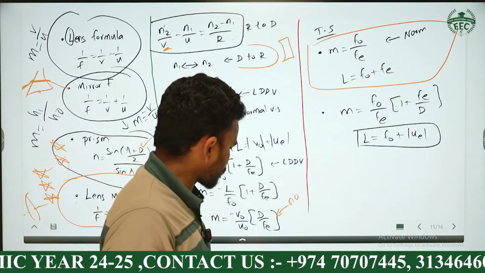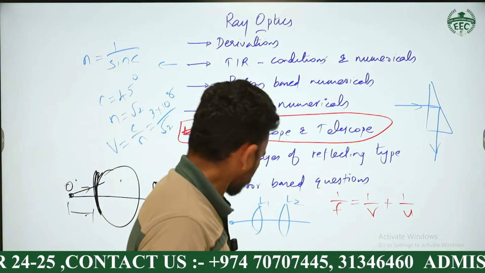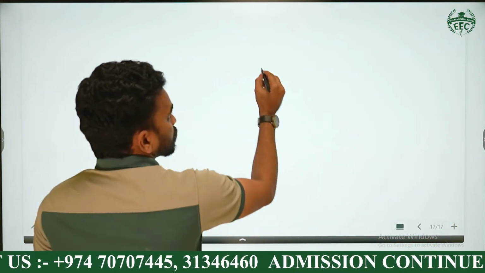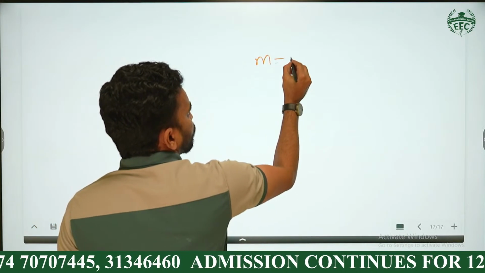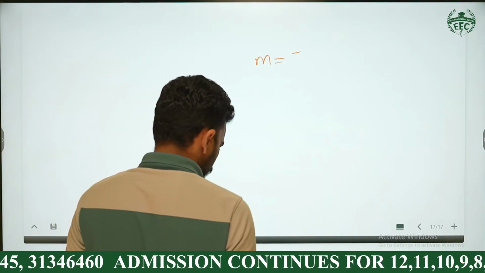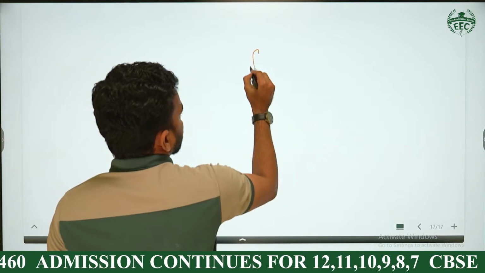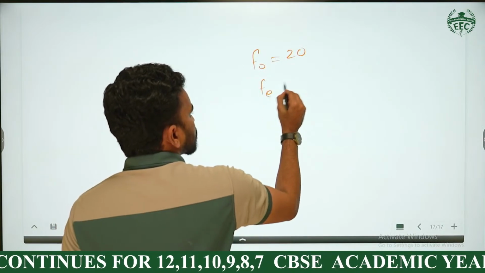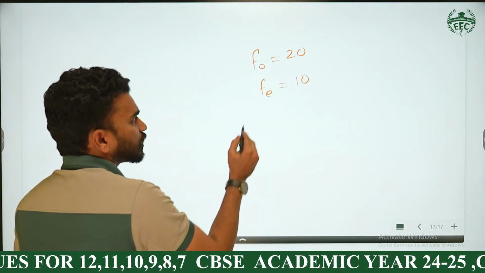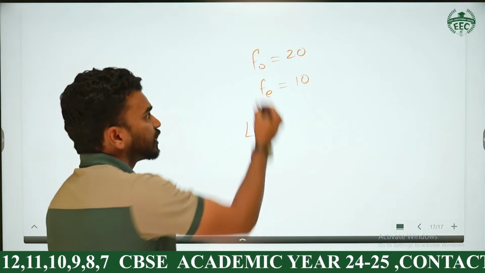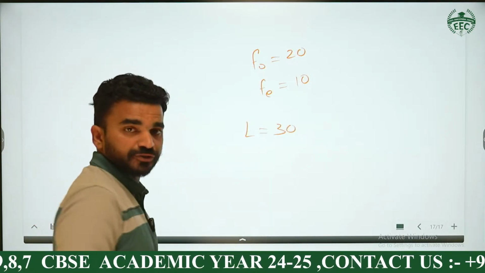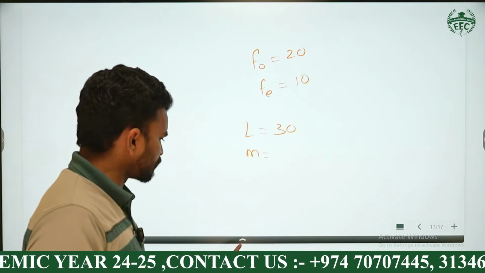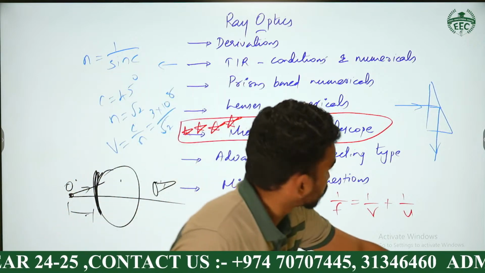I would like to remind you of one question from there. In the telescope case, they provide fo, say it is 20, and fe, imagine 10. Then they ask what's the tube length. You know, right? fo plus fe, that is 30. That kind of question. Then magnification: how will you find it? fo by fe. All kids can do this. Don't miss this question. Keep that in your mind.